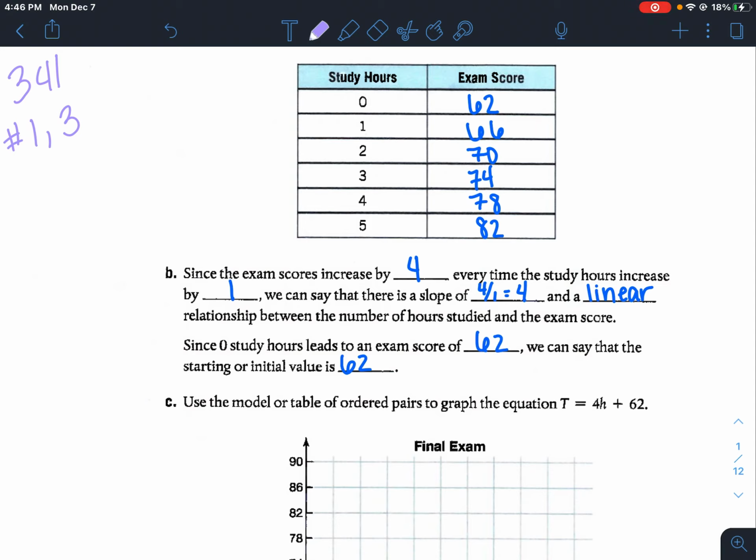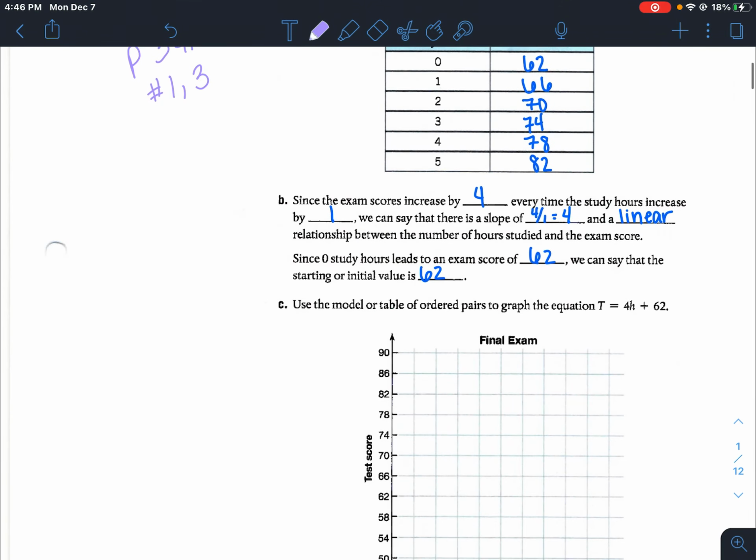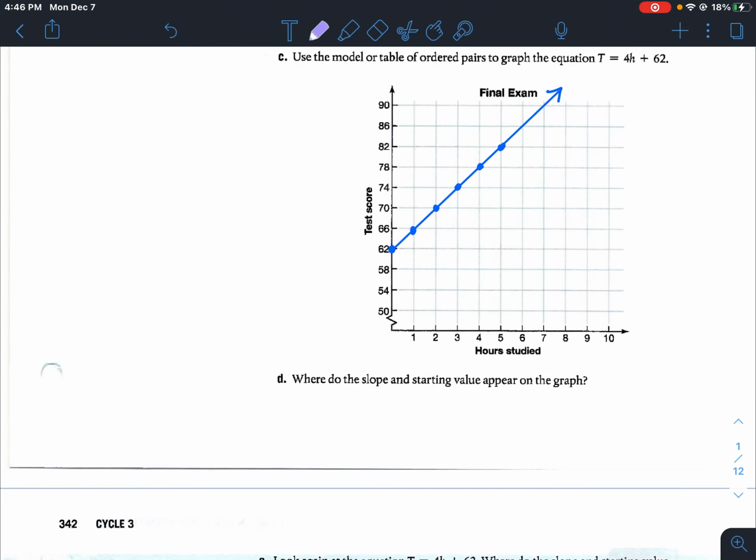All right, use the model or table of ordered pairs to graph the equation t equals 4h plus 62. So you can use either one. You can either graph all the points or you can graph that equation. There we go. Whichever one you chose, go for it.